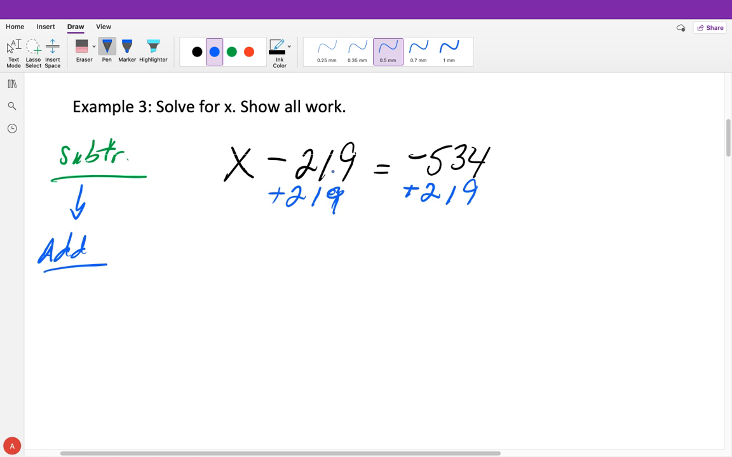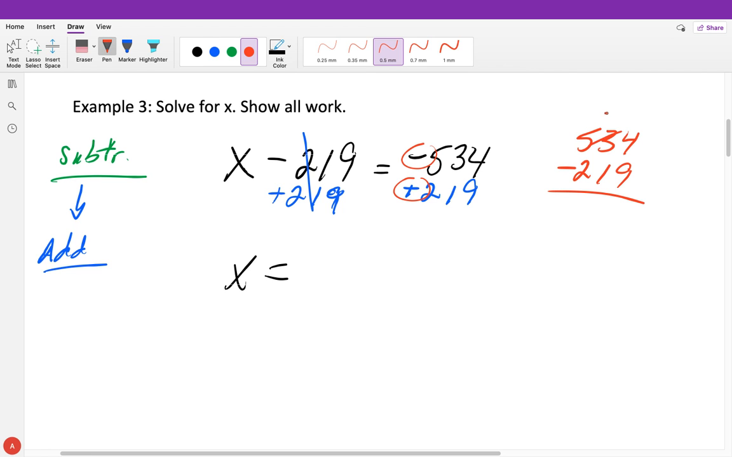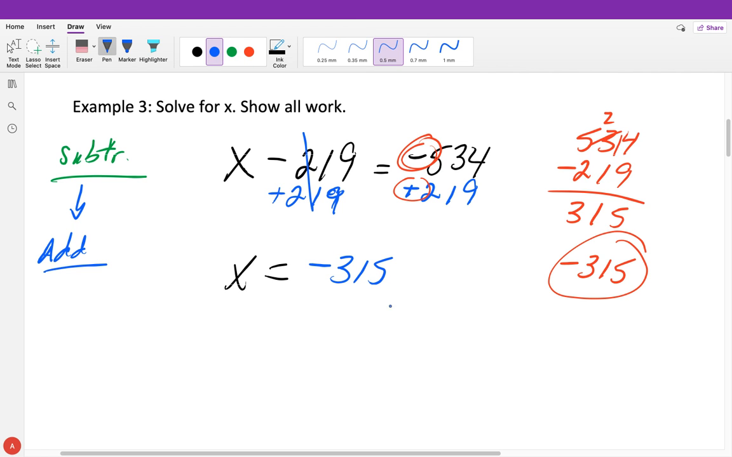And what I do to one side, I have to do to the other. They cancel out, and now I get my x isolated all by itself. Now I need to do negative 534 plus 219. Since the signs are different, I'm going to subtract, and I'll do my larger number minus my smaller number. So now we'll borrow from the 3, so we get 5, we get 1, and we get 3. Since the larger number was negative, I know this is actually negative 315, so x is equal to negative 315.